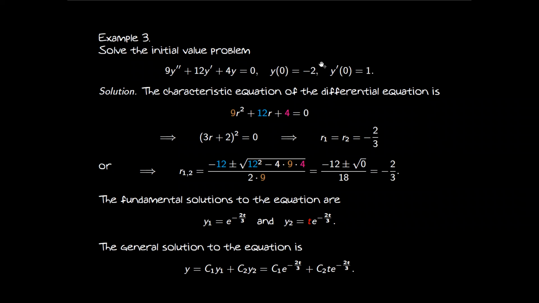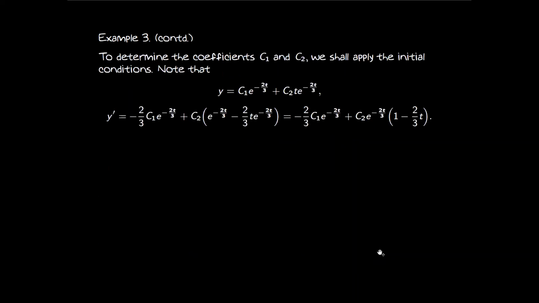And in order to use the second condition, we have to find its derivative. For the first term, we just need to apply the chain rule. The derivative of the exponential function is itself, and the derivative of the exponent is going to give you a negative 2/3. For the second term, because this is a product of a polynomial and the exponential function, we have to do the product rule. The first factor's derivative is 1, and 1 times the second factor, that's it.